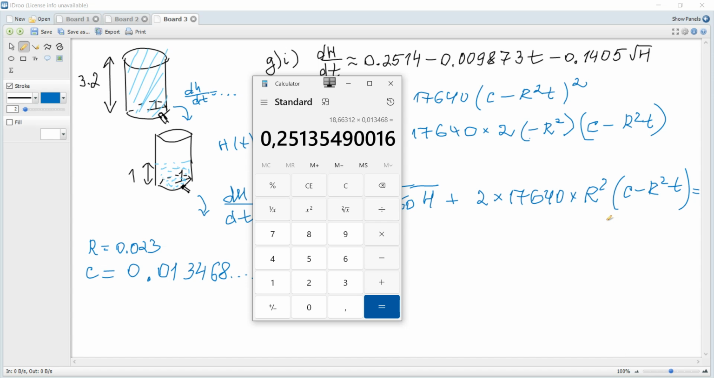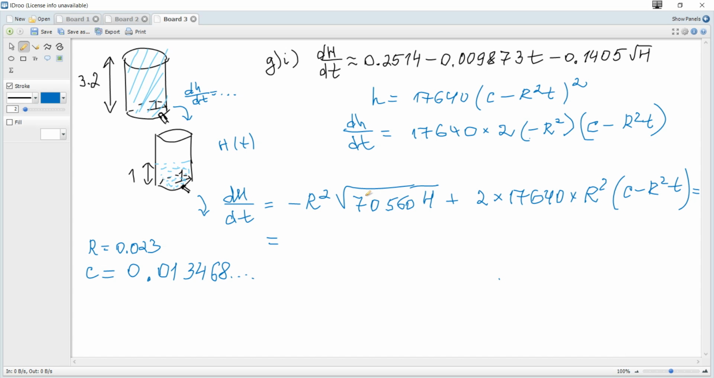And finally, r squared, so 0.023 to the power of 4, 234 times 2 times this 17, and you can see that it's negative as required, multiplied by t, so it is equal to this as required, approximately.